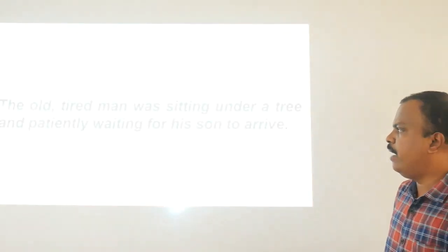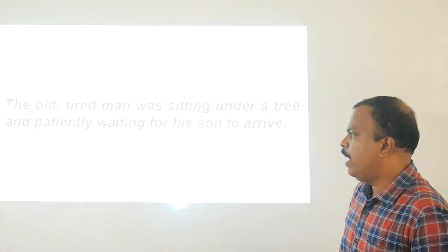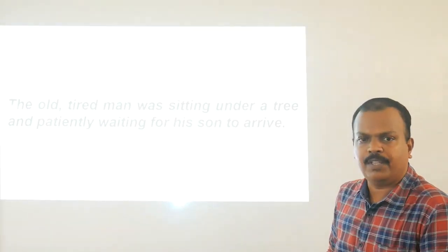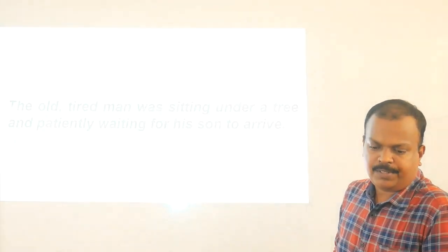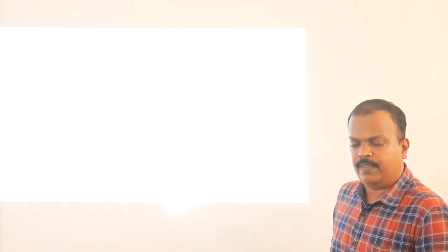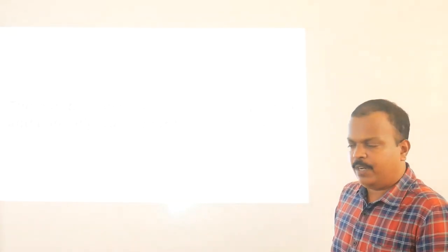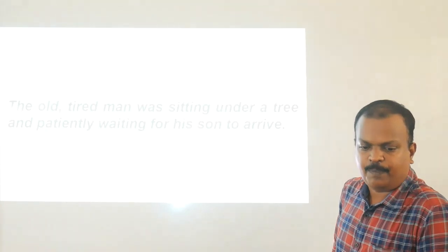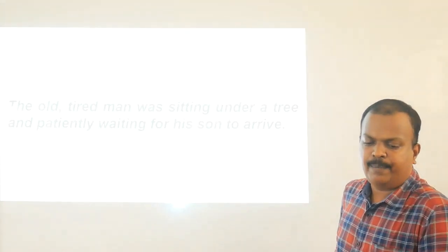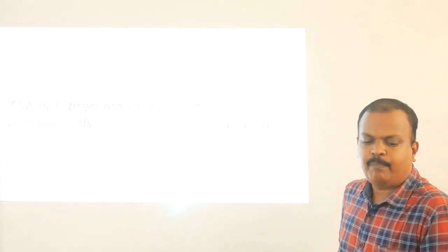And this is the sentence. The old tired man was sitting under a tree and patiently waiting for his son to arrive. Sounds like a long sentence. Indeed, it is a long sentence. There are quite a few words in this sentence. All these words, yes, we will look at them one by one. They represent a particular part of speech. The old tired man was sitting under a tree and patiently waiting for his son to arrive.